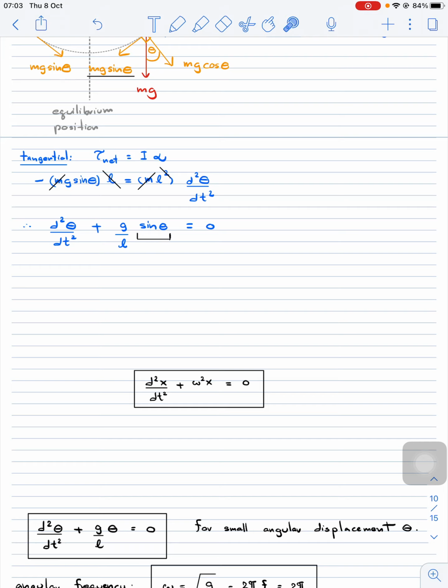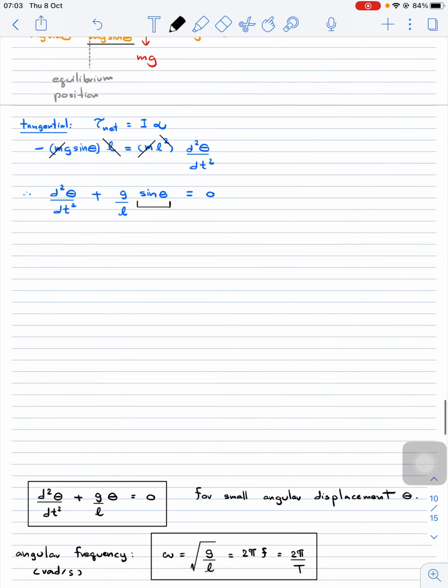But what we need is the theta. Why? Because this one is the theta, so it means that we need this one to be the theta as well. Then how can we change the sine theta here to be the theta? Okay, then we need some approximation.